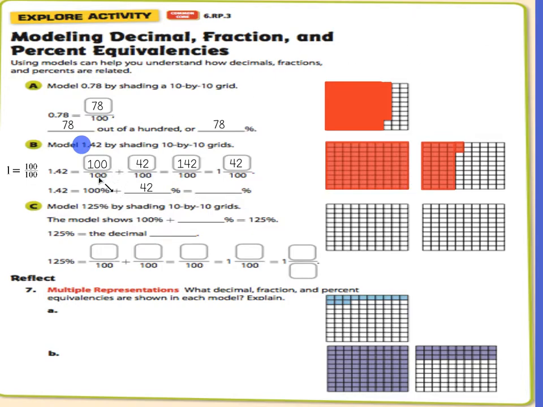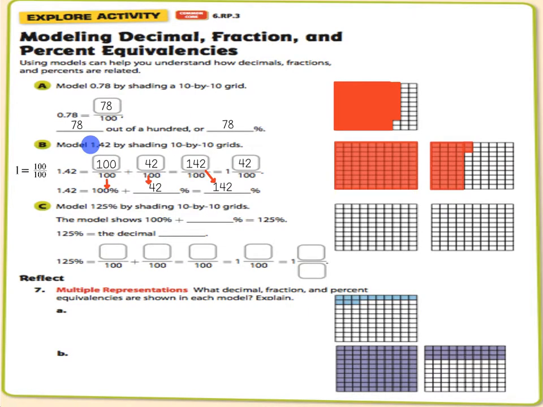There we go. So 100 out of 100 is 100%. 42 out of 100 is 42%. So then I'd have 142 out of 100, which is 142%. And this is possible.